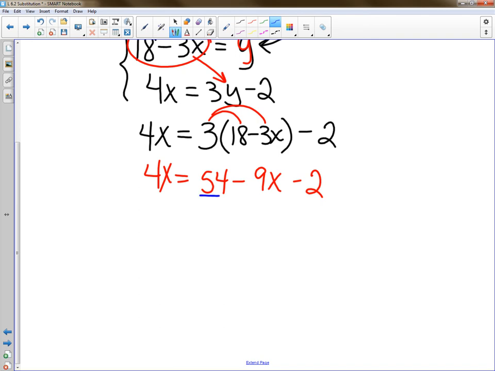Okay, 54 minus 2 is 52 minus 9x, and that's equal to 4x. I'm solving for x, so I'm going to add 9x to both sides.